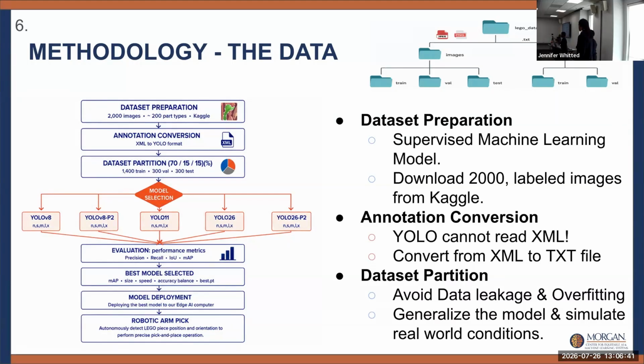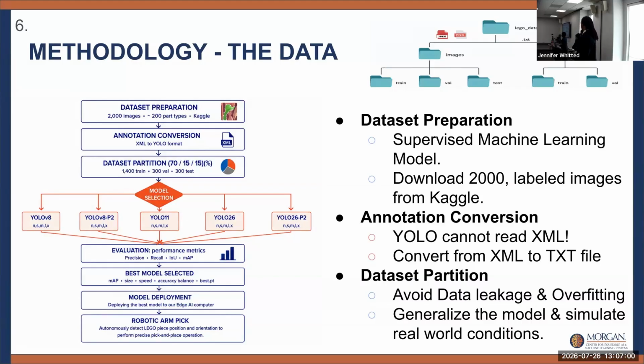Okay, one really important thing in machine learning is to avoid things like overfitting the model, to make sure the model is generalized and to avoid data leakage. This was the reason why we had to partition our data set. So we made 70% of our data set for training, 15% for testing, and 15% for validation.